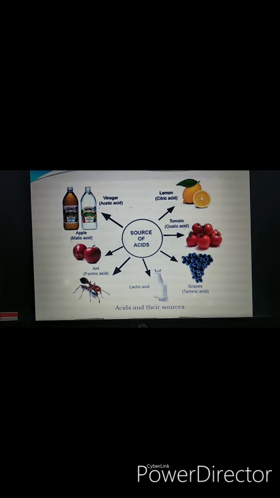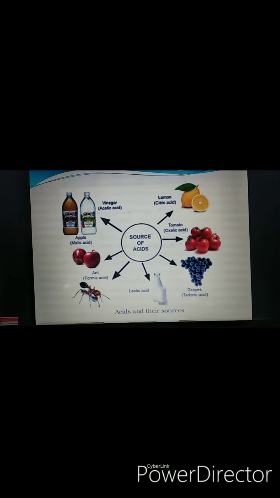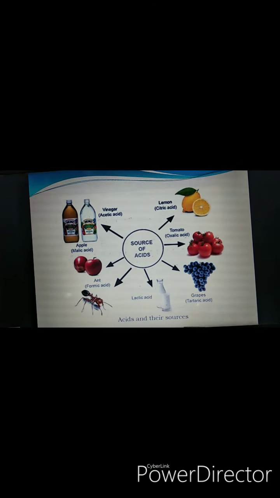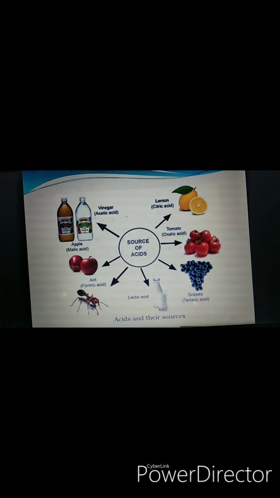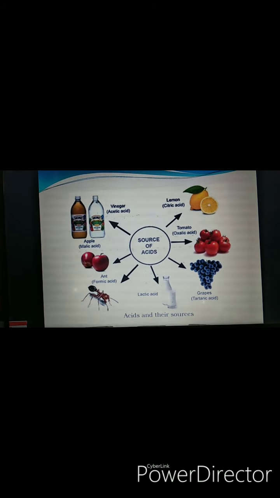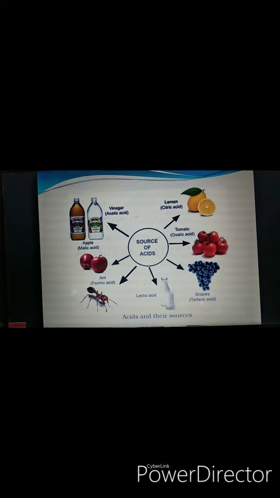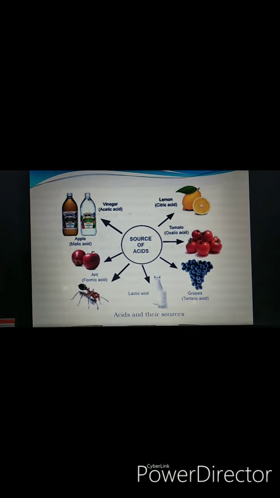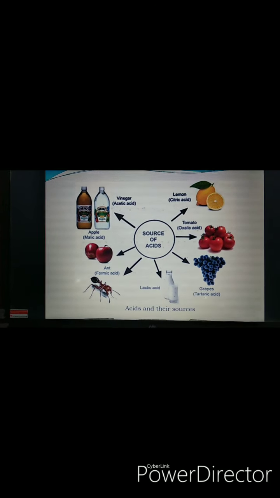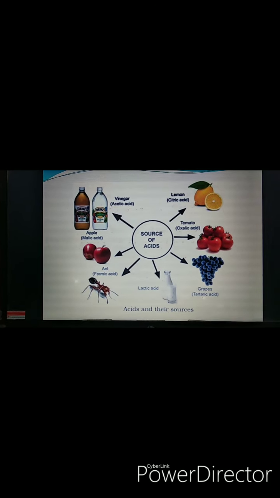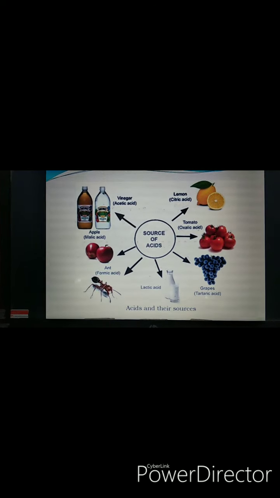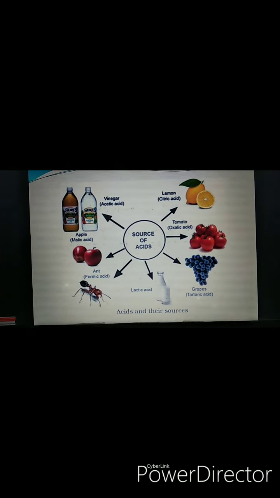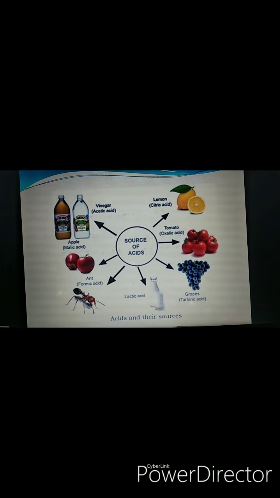Next, in tomatoes we have one acid called oxalic acid. Next, in grapes and in tamarind, imli, we have tartaric acid. Next, in milk and curd we have lactic acid. And we know about the bacteria which convert milk into curd, the lactobacillus. It converts the lactose into lactic acid. Is it clear? So lactic acid is the acid present in milk and curd.